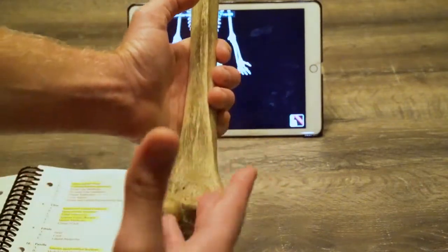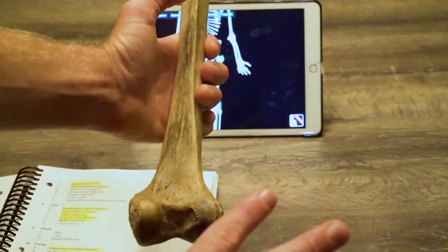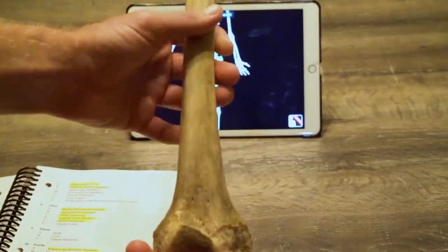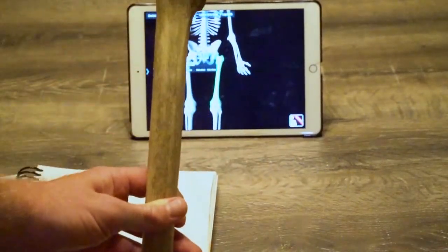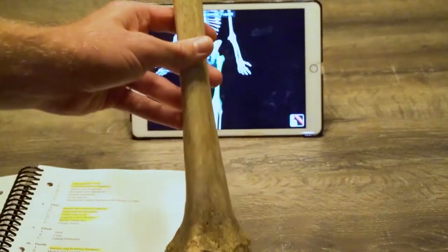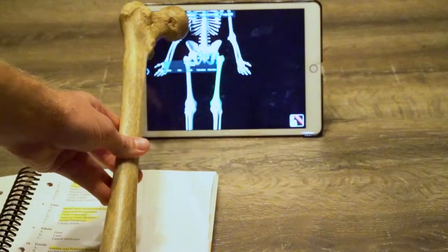I just really want to get the right and left down first before we jump into any of these structures. But again, this fossa needs to face posterior. So I'm going to turn this around so it's facing towards the back of the person. So now we know if it's a right or left. And you can see that this is a right femur. It fits on the right side of the body.